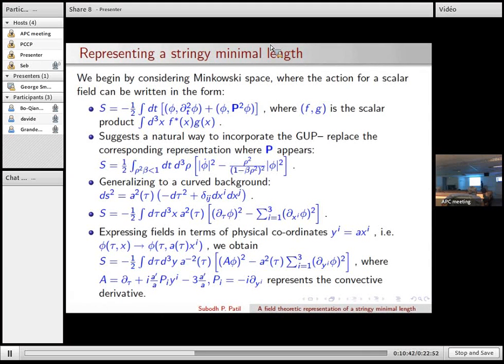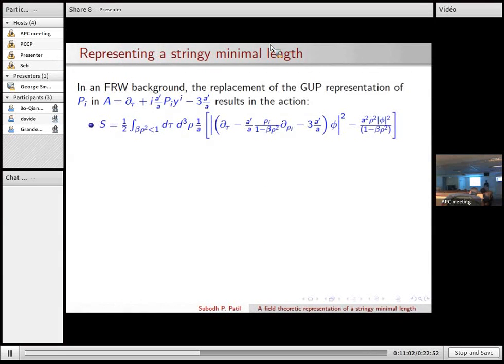So if you write phi in terms of physical coordinates, one can basically rewrite this action in terms of this funny rewriting, where really this just reproduces this. And this A operator is just a convective derivative. It just basically cancels off the time dependence artificially induced on the position.